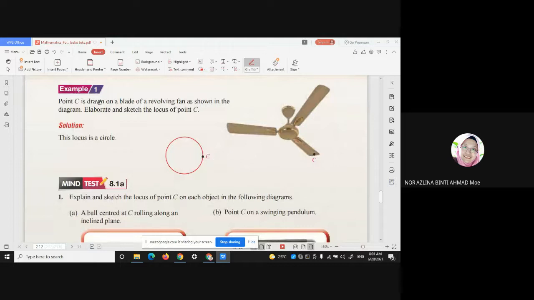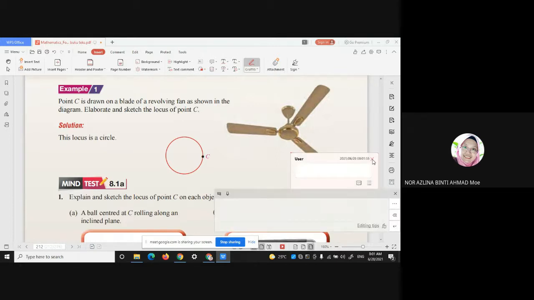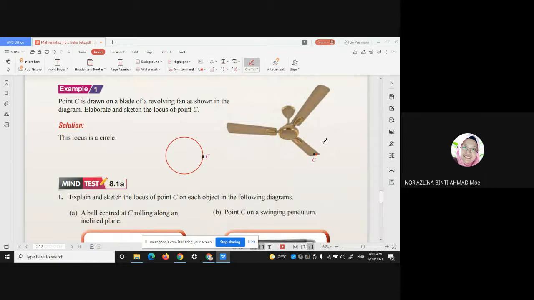Point C is drawn on a blade of a revolving fan as shown in the diagram. Elaborate and sketch the locus of point C. So point C, when we switch on the fan, the fan will be moving. The movement will form a circle. So point C will form a circle. So this is a circle C.